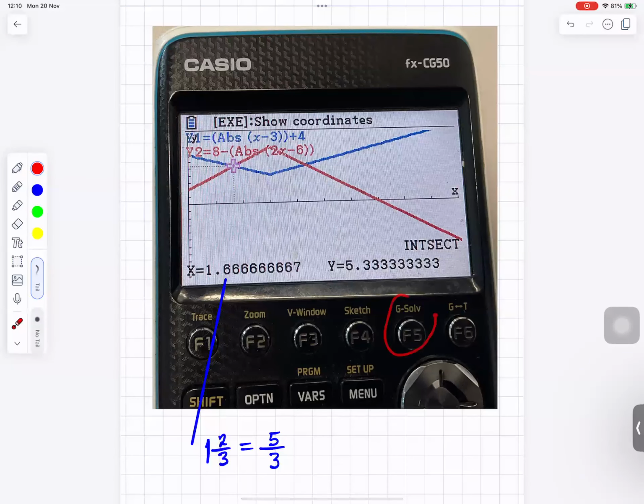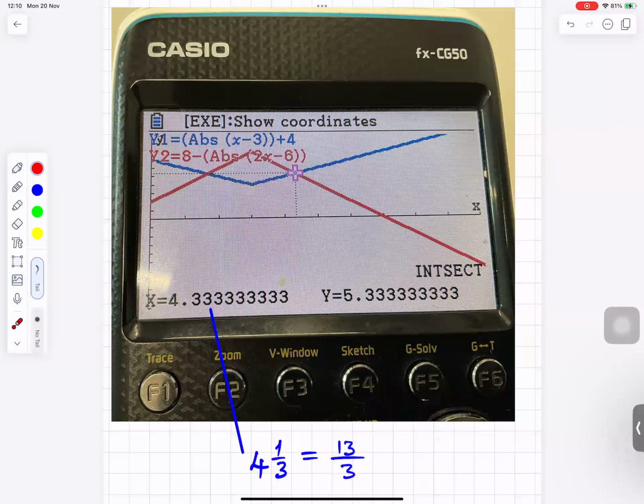When you use G-Solve in the calculator and you use intersect, you get 1.666, which is 1 and 2 over 3, which is the 5 over 3. And you do the same, you get that part there, which is 4 and a third, which is 13 over 3.